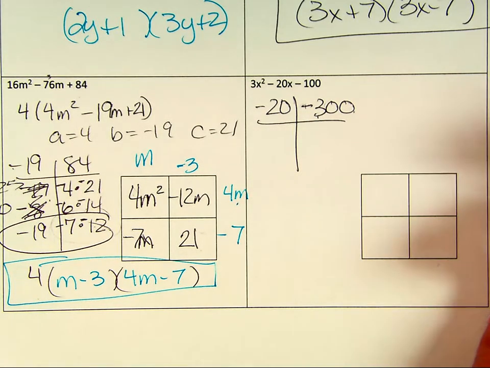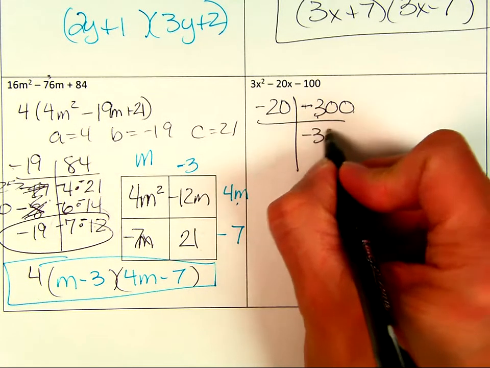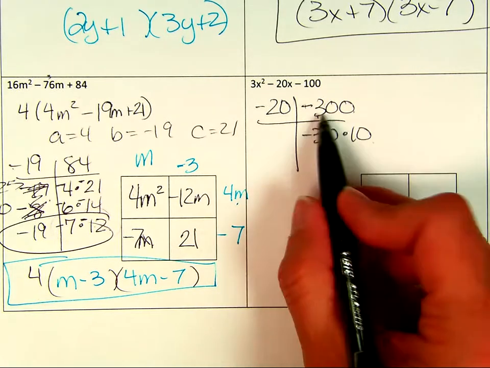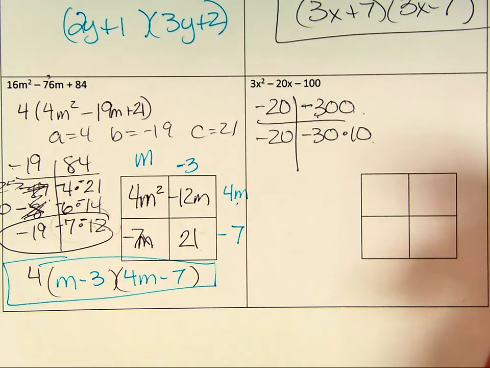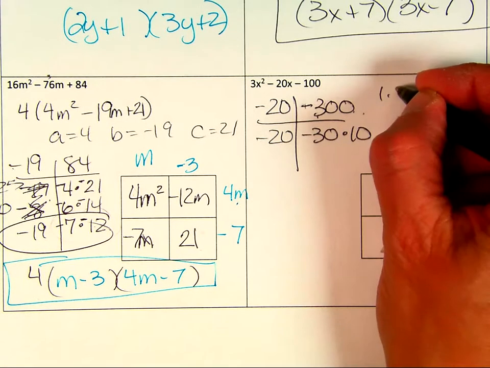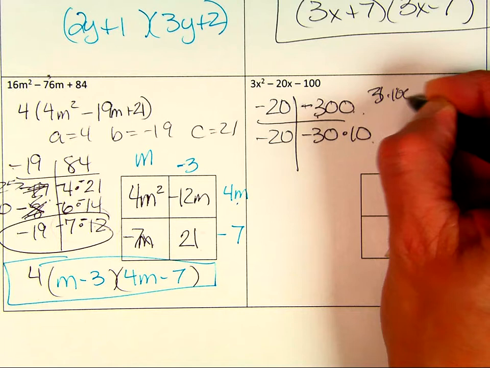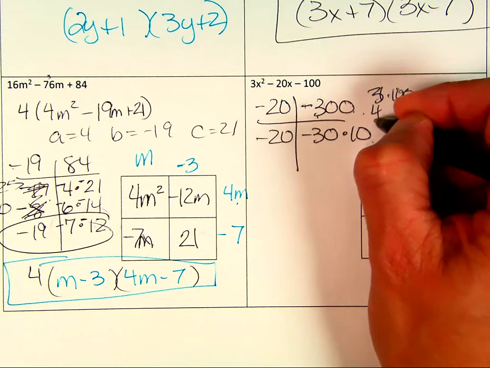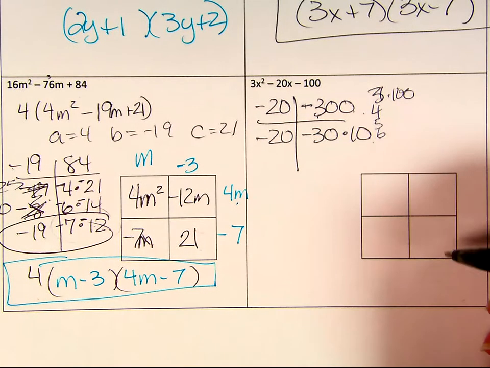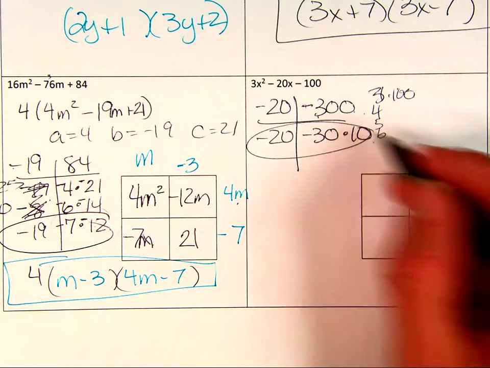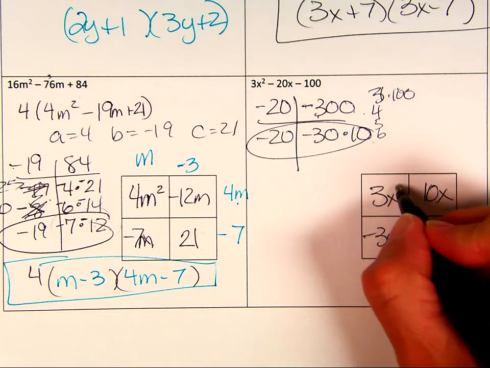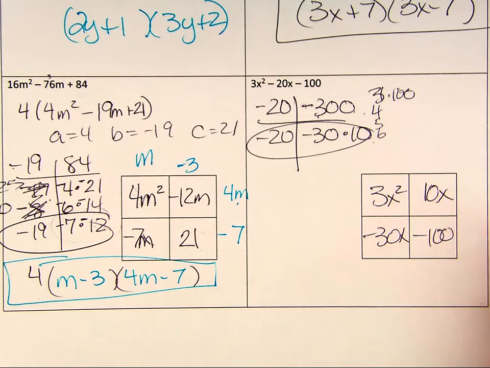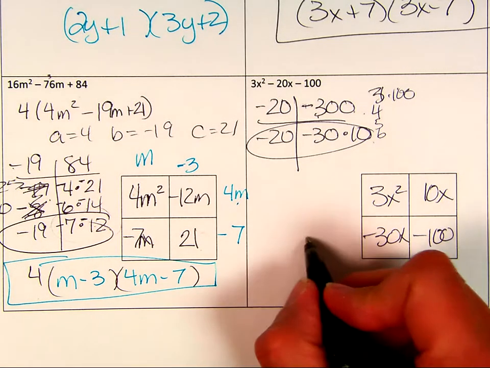And I don't know if you've noticed it, but negative 30 times 10 does get me negative 300. And what do I get when I add them? I get a negative 20. So sometimes I just like to pick the obvious factors and check them real quick. And that's easier than saying 3 times 100 and 4 and 5 and 6, because this has a lot of factors. So I found it. Negative 30 and 10. And I put a 3x squared here and a negative 100 here, and I factor it out. This factors out. That's a negative 10.